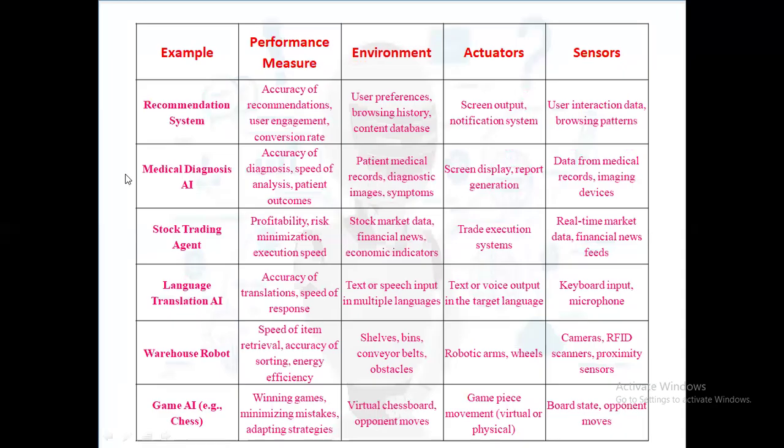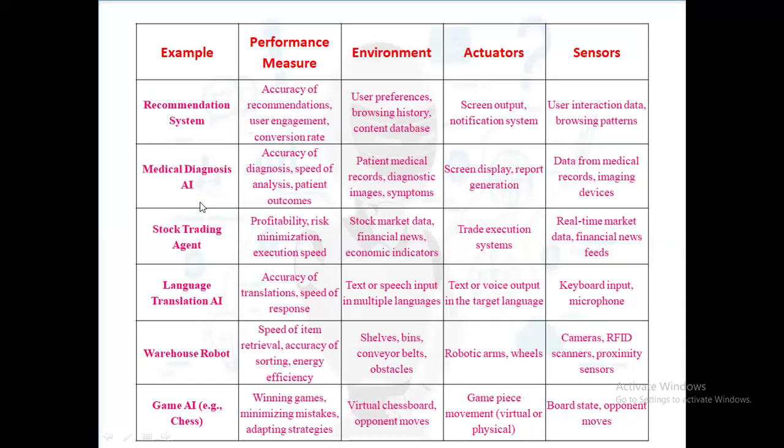So the next example is the recommendation system. It analyzes user preferences and browsing history to suggest products, content, or services. Operating in a digital environment, it gathers data from user interactions and browsing patterns as input through sensors. The system's actuators, such as screen displays and notifications, present recommendations to users. Its success is measured by relevance of its suggestions, user engagement, and conversion rates.